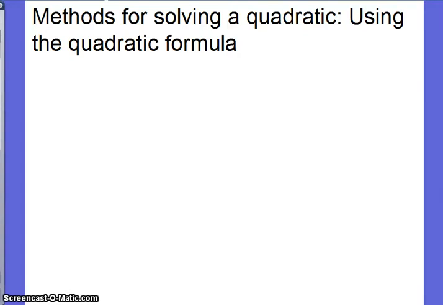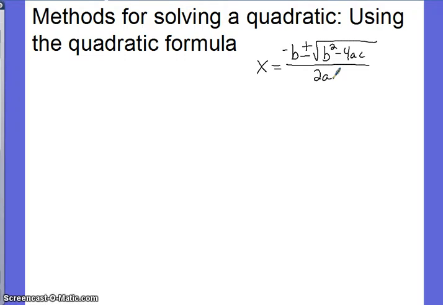Welcome to today's lesson on methods for solving a quadratic using the quadratic formula. Now the number one thing is we need to remember that our quadratic formula is x equals minus b plus or minus square root of b squared minus 4ac all over 2a. So if I'm going to be solving a quadratic, this is the method that I would be using.